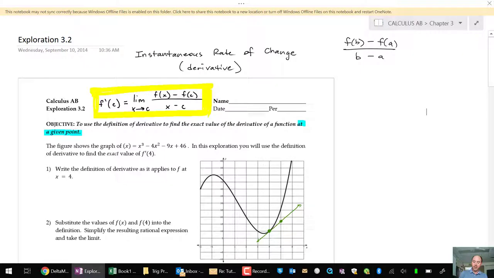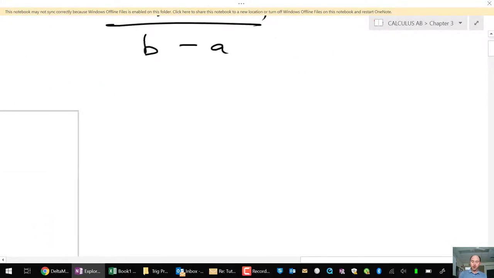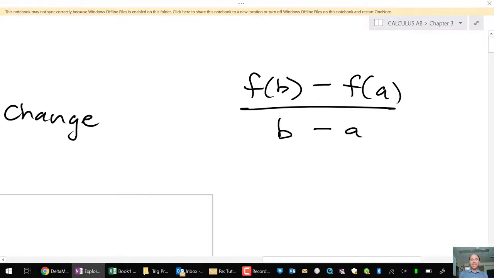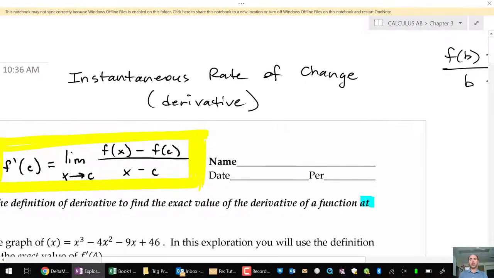So on this document, just a reminder that the average rate of change formula can be found as simply f of b minus f of a divided by b minus a. It's our slope formula, the change in y, change in the outputs divided by the change in the inputs. So that can help us find the slope of a secant line or an average rate of change of a function. But what we are interested in figuring out is the instantaneous rate of change of a function, and that would be known in calculus as the derivative of that function.